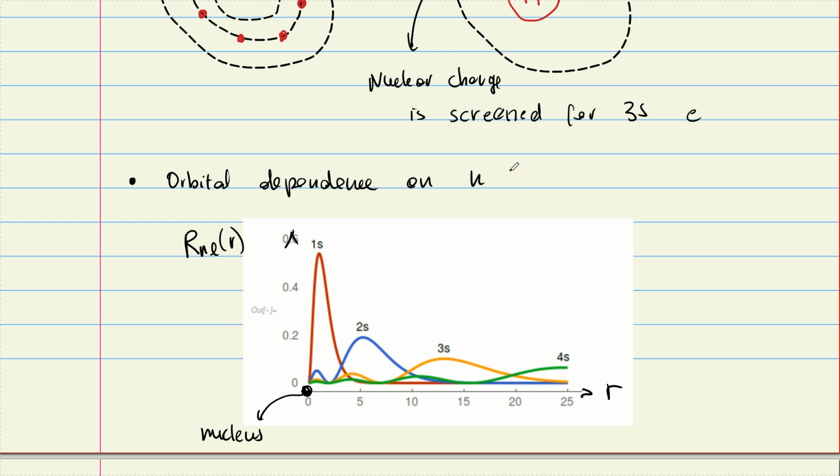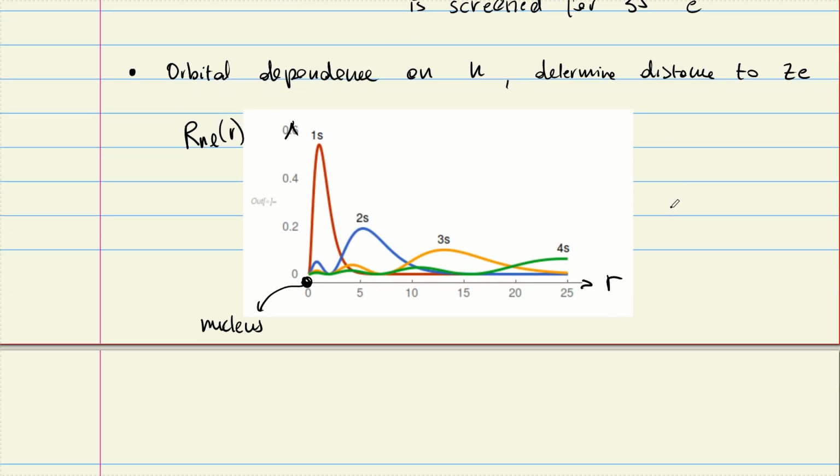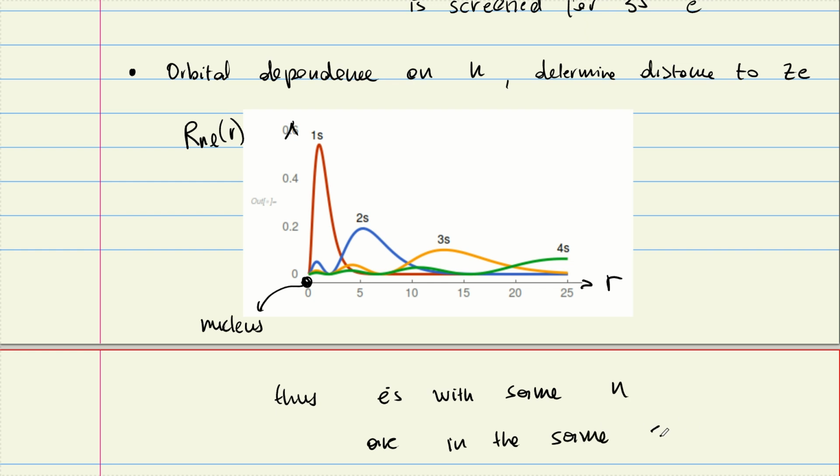So the orbital dependence on n determines the electron distance to the nucleus, to the nuclear charge Ze. And the same n typically have the same distance. We are going to say electrons with the same n are in the same shell.